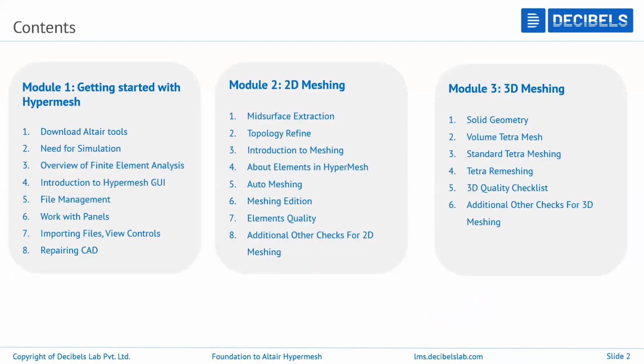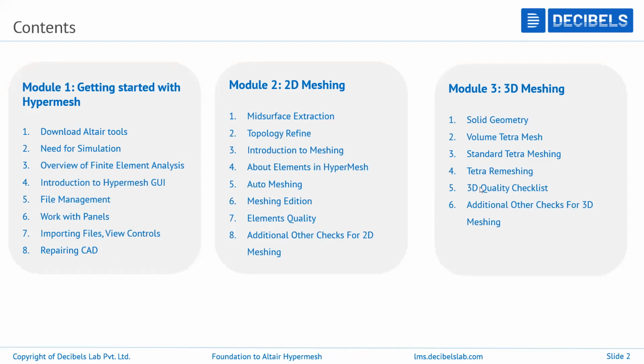In continuation to our module 1 and module 2, today we are going to discuss 3D meshing. What is a solid geometry, and what do the topology lines indicate for 3D geometry, and we'll create one tetra mesh for the one component which you have already got on our Decibels website. After the tetra meshing, we'll check the quality parameters for the same component, and any other checks required to finalize the 3D elements or tetra elements.